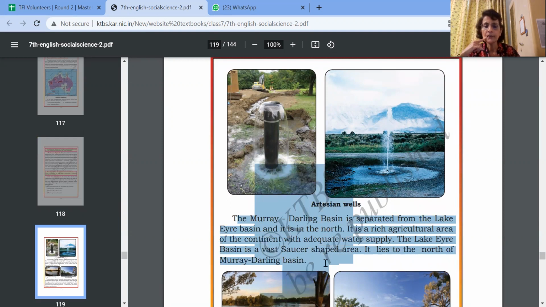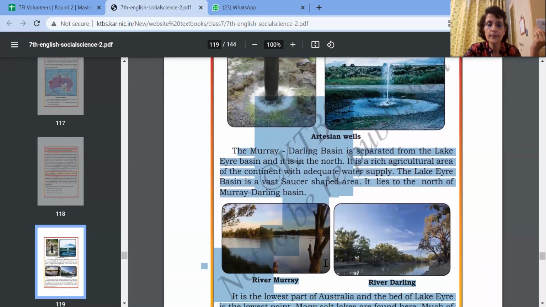Okay, so we have the Murray-Darling Basin. It is separated from the Lake Eyre Basin and it is in the north. So first is the Murray-Darling Basin. What is important here? It is rich in agriculture and it has lots of water supply. तो obviously water भी है, land भी अच्छा है, तो agriculture अच्छा है यहाँ. Second is the Lake Eyre Basin. Now this, it lies in the north of the Murray-Darling Basin. तो Murray-Darling Basin जहाँ है, उसके north पे Eyre Basin situated है.